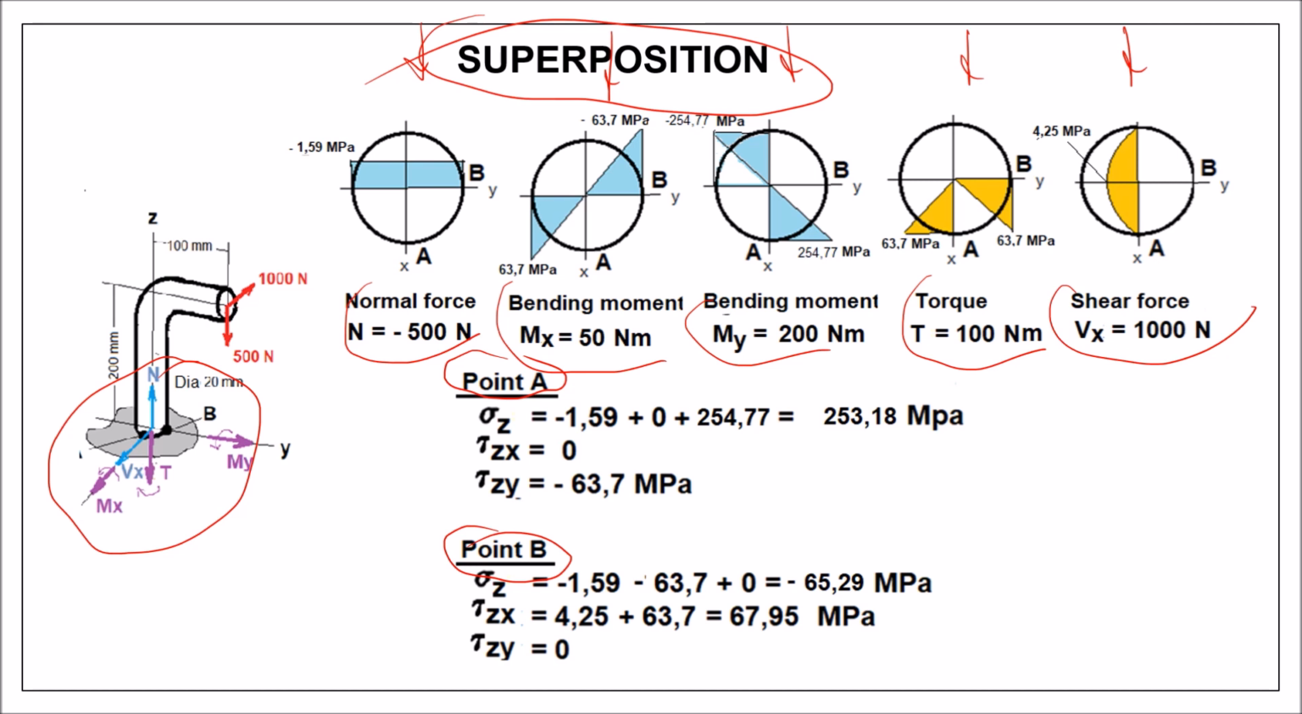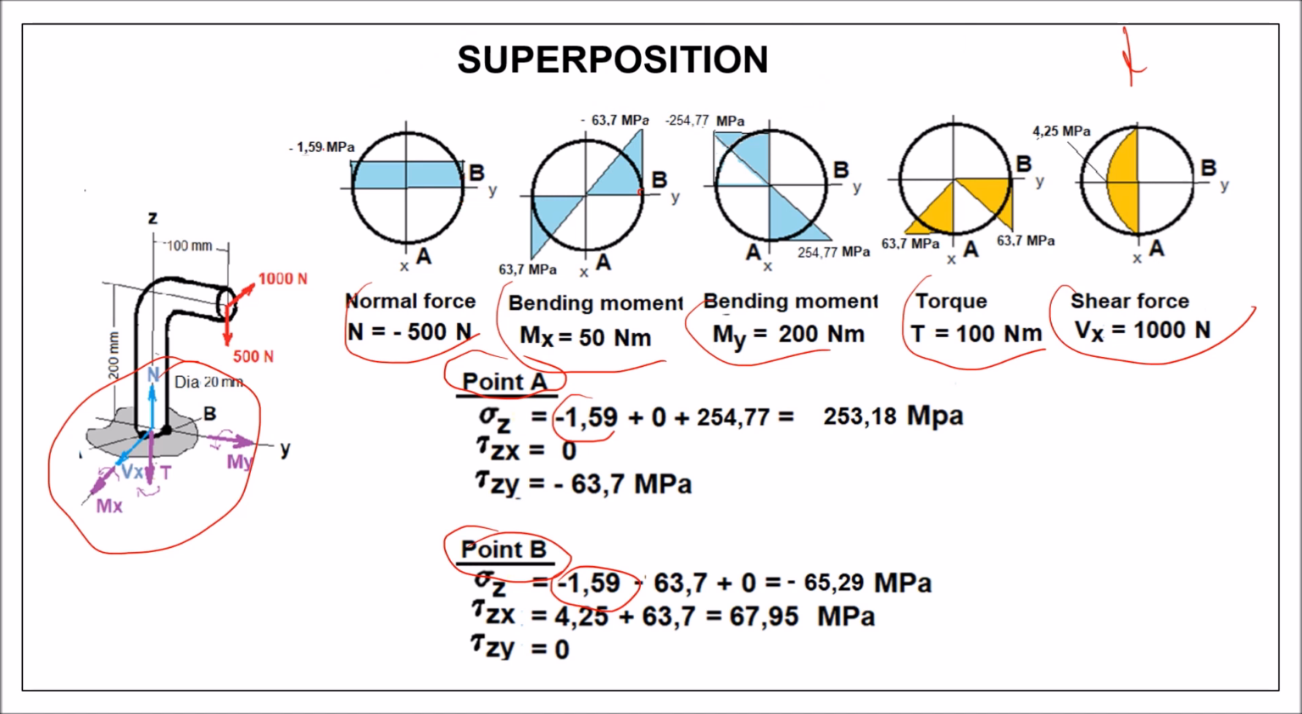Okay, so let's start with sigma. Sigma is the normal stress, and the normal force causes sigma. In our case, it is minus 1.59. And as you see, this stress is negative for point A, and it is the same for point B. Why? Because normal forces cause uniform stress distributions.